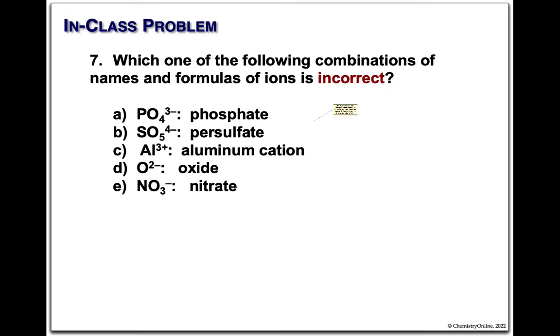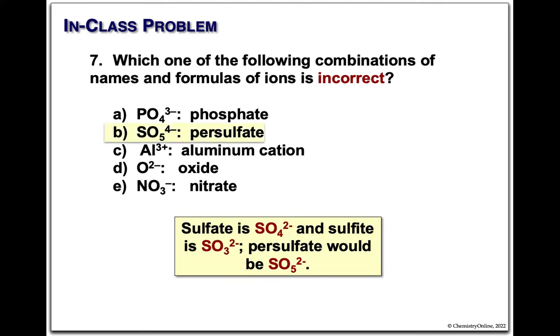That leaves us here with B. B is obviously wrong. Sulfate is SO4. If we added 1 oxygen, we would have persulfate. But it would still be -2. Any questions?